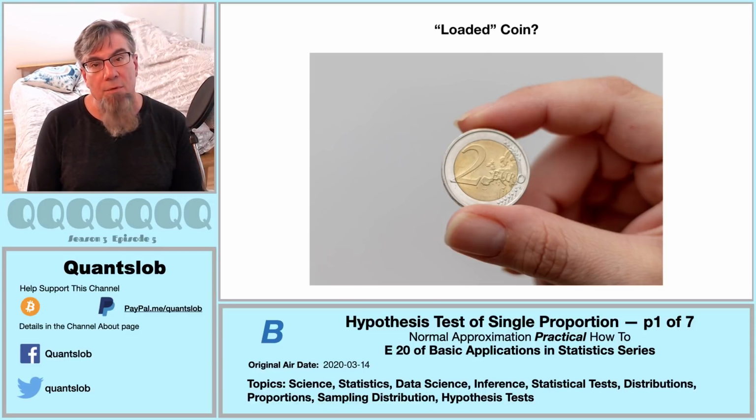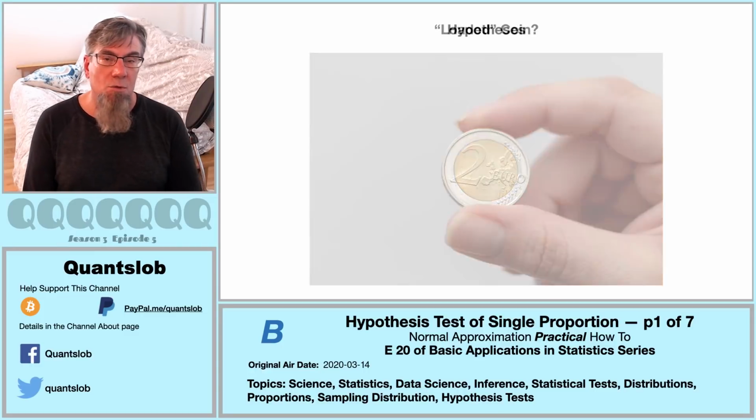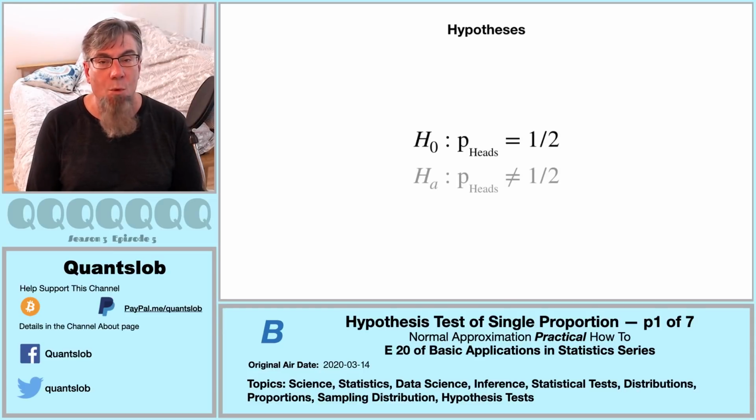So for the sake of example, the coin looks like a typical coin. There's nothing special or remarkable about it. We have no external or additional information about this coin. So we're going to assume that this coin is not loaded, meaning that it is a so-called fair coin. So our research question is: is this coin loaded?